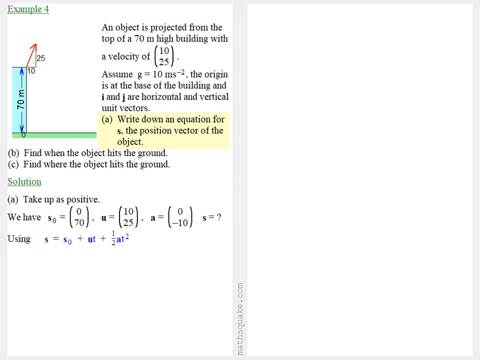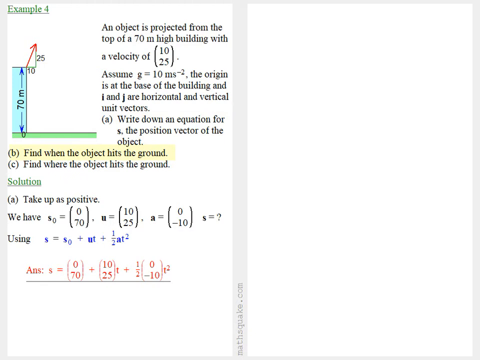So we're going to use the equation s equals s0 plus ut plus a half at squared. So substituting that in, we get s is equal to the vector (0, 70) plus (10, 25)t plus a half (0, minus 10)t squared.